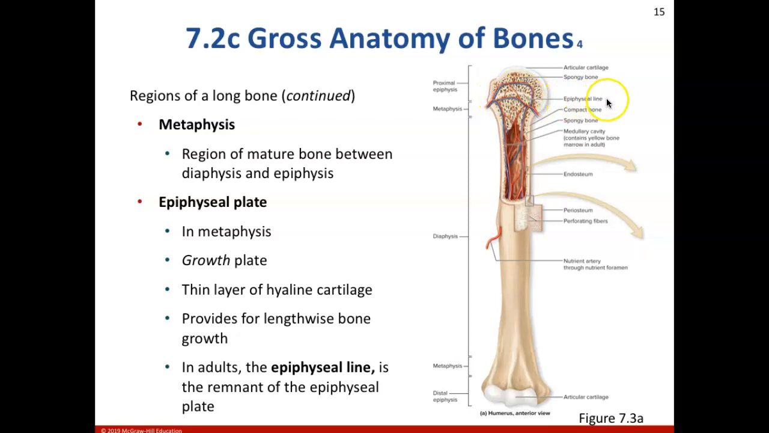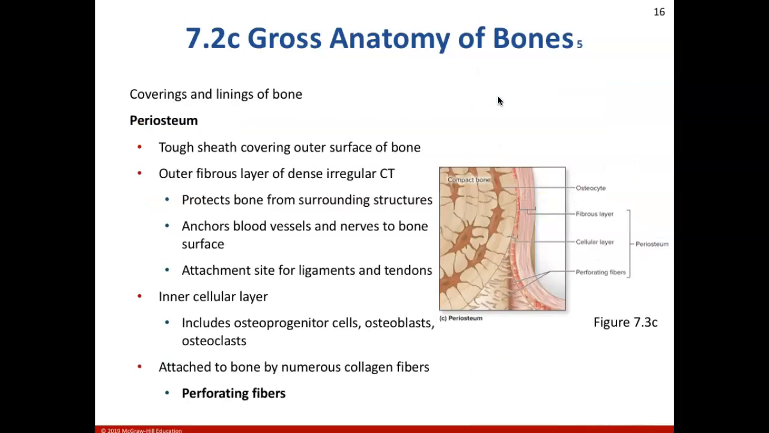Epiphyseal line is made up of bone, and we will find that only within adults, whereas the epiphyseal plate, or as many of you may have heard it called, growth plate, is going to be found in the metaphysis and is a thin layer of hyaline cartilage. This allows the bone to grow in length. And we're going to get into that process in one of the sections in this chapter.